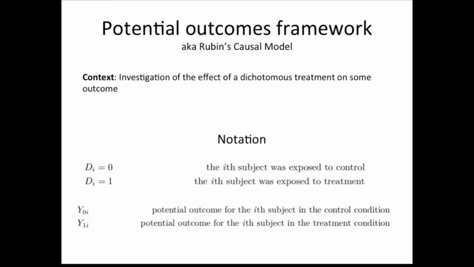But at the same time, every subject has two potential outcomes. The outcome variable is denoted by a Y. Y0 is the potential outcome under control. And Y1 is the potential outcome under treatment. And one of the core insights of this model is that everybody has both. There's something that would have happened to you if you were exposed to treatment. There's something else that would have happened to you if you were not exposed to treatment. And both of those things can be said to exist in some way.